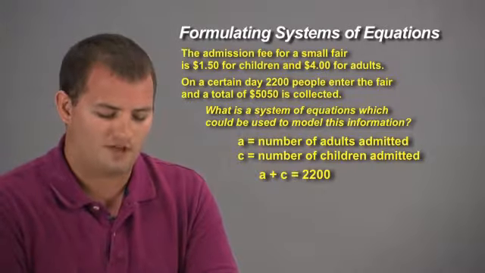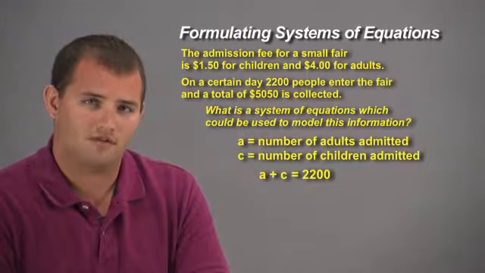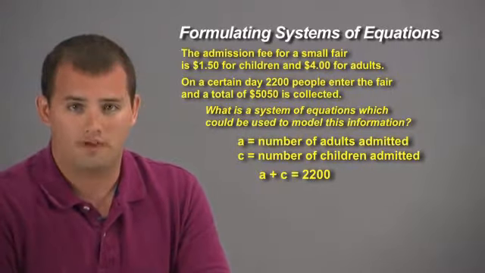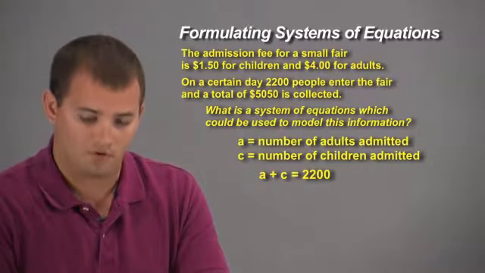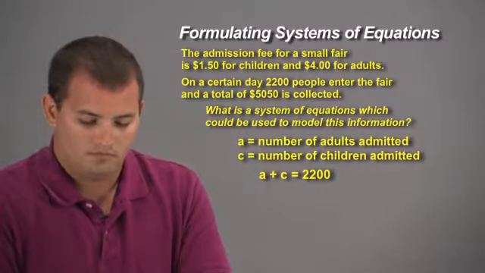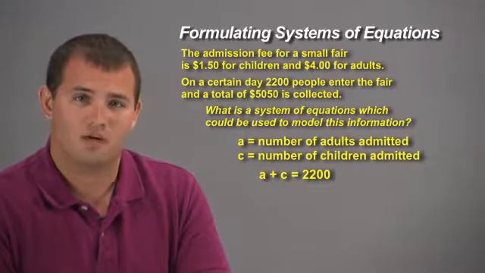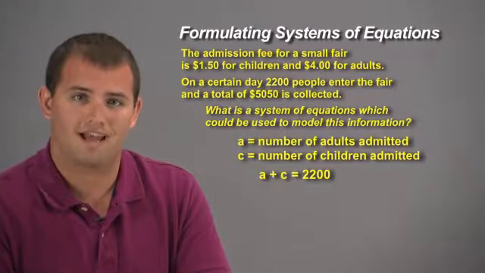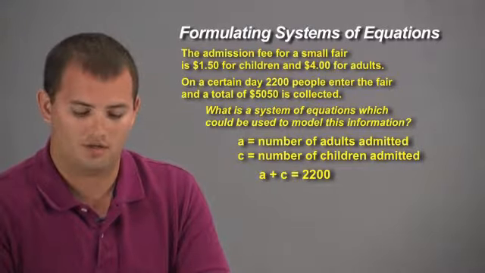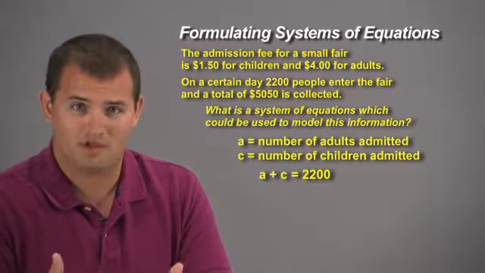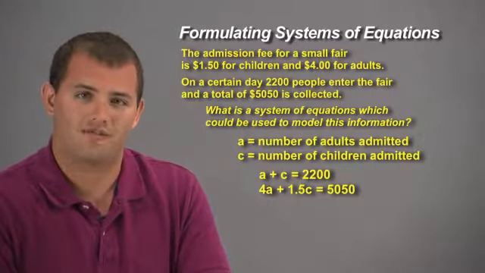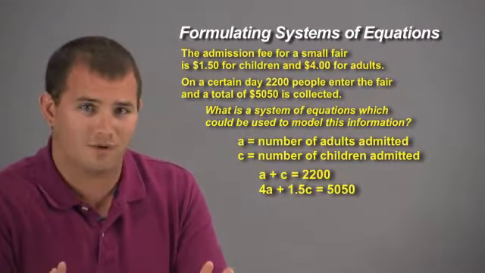Let's move to our second equation. We're going to use the information that on a certain day, $5,050 is collected, and that the charge for children is $1.50, and that the charge for adults is $4. So the charge for adults times the number of adults plus the charge for children times the number of children has to equal $5,050. It's a bit clunky, but let me show you what this is mathematically. It's 4 times A plus 1.5 times C is equal to 5,050. Not as ugly anymore, is it?